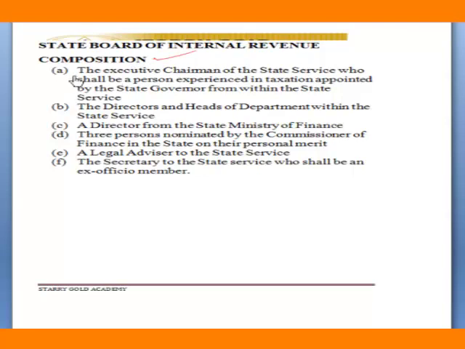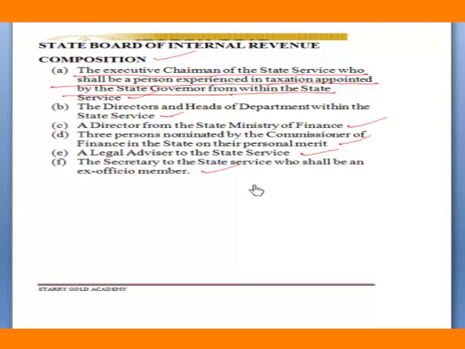It is made up of the executive chairman of the state service, who shall be a person experienced in tax, appointed by the state governor from within the state service. That is to say, he must be somebody in the state service that will be appointed to be the executive chairman of this board. Next, the directors and heads of department within the state service, the director from the State Ministry of Finance, 3 persons nominated by the Commissioner of Finance in the states on their personal merit, a legal advisor to the state service, the secretary to the state service, who shall be an ex officio member.